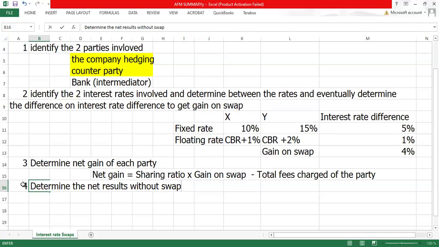As you determine the net result without swap, I am going to explain this in detail. Let me not waste time here, but I am going to show you how we determine the net results without swap practically, as we do that in the numbers. How do we determine the net results without swap? After determining the net results without swap, the last step is to determine the net results with swap.